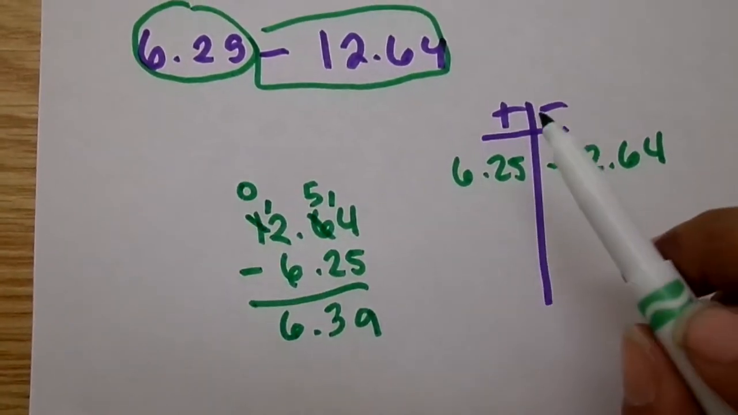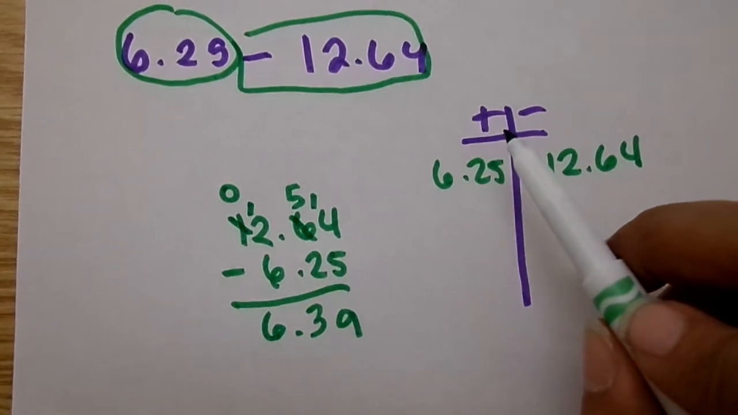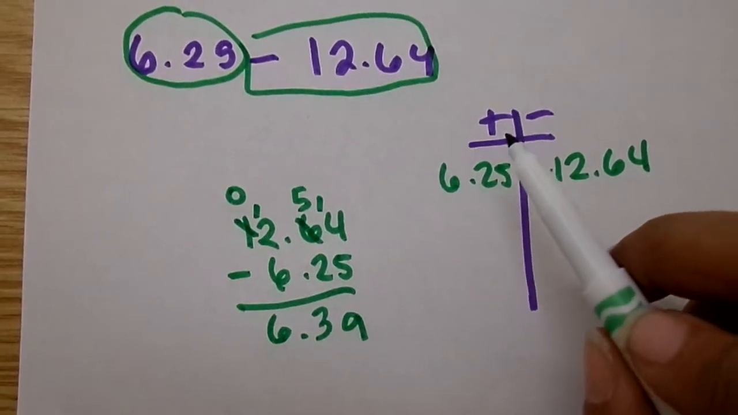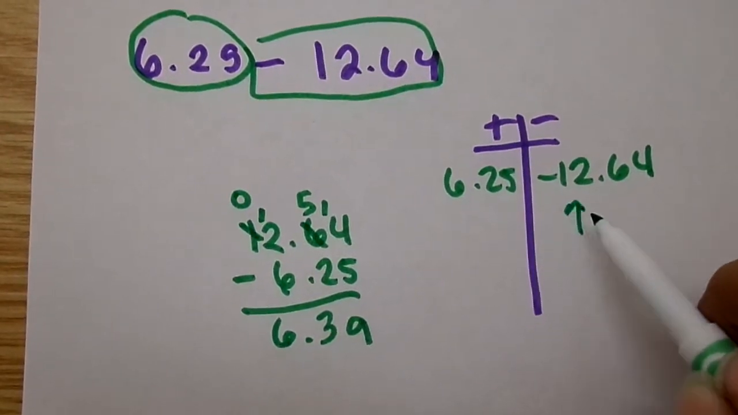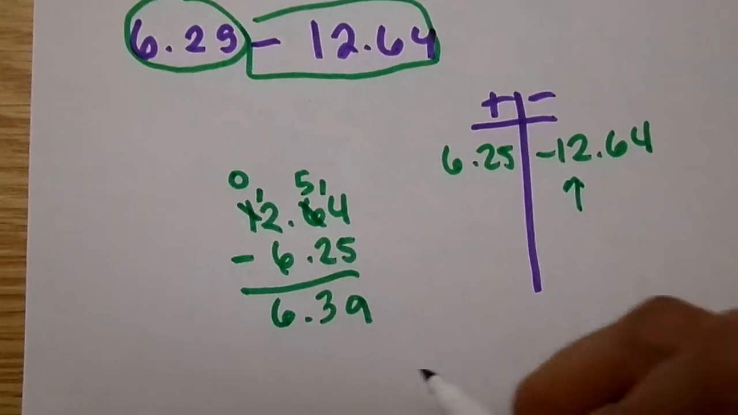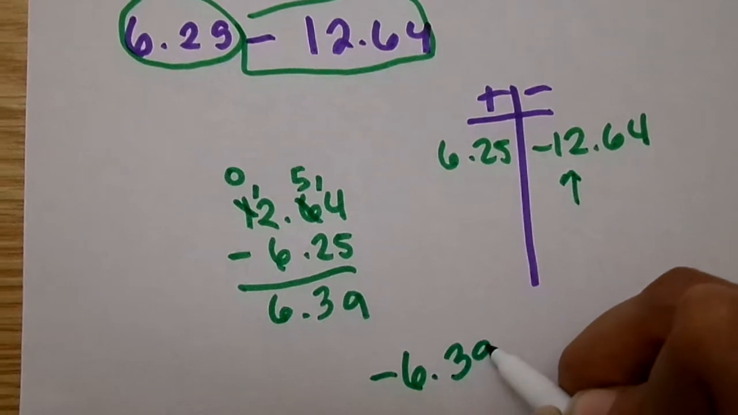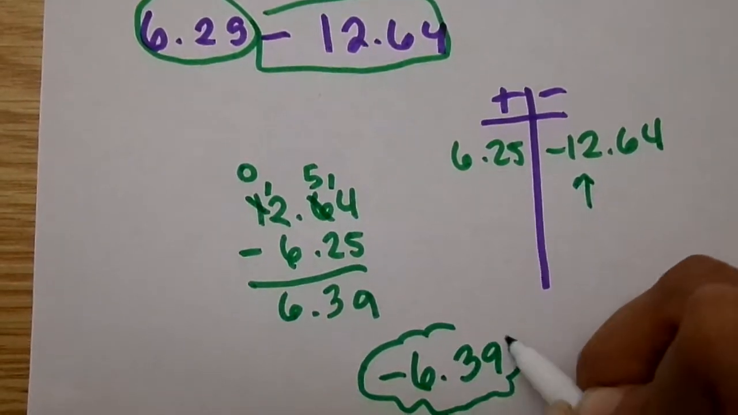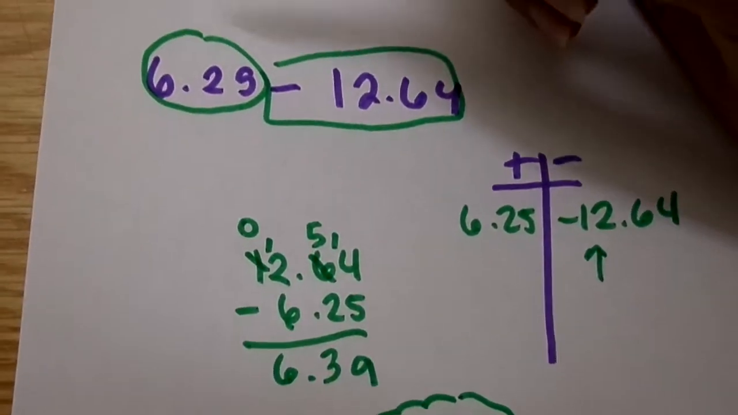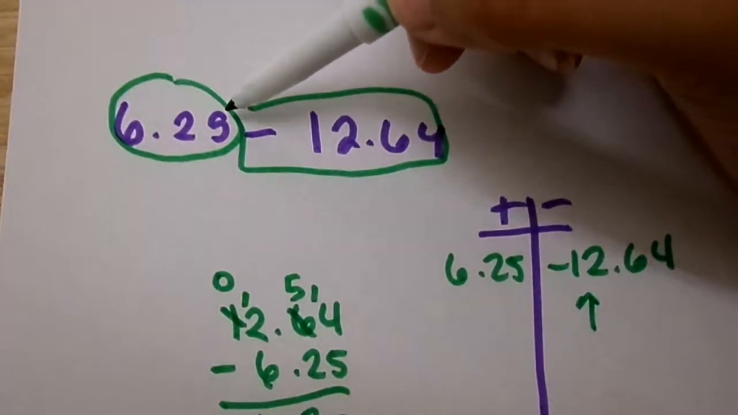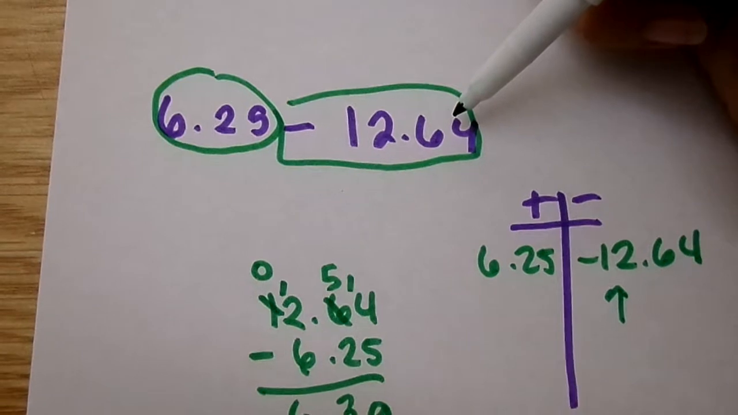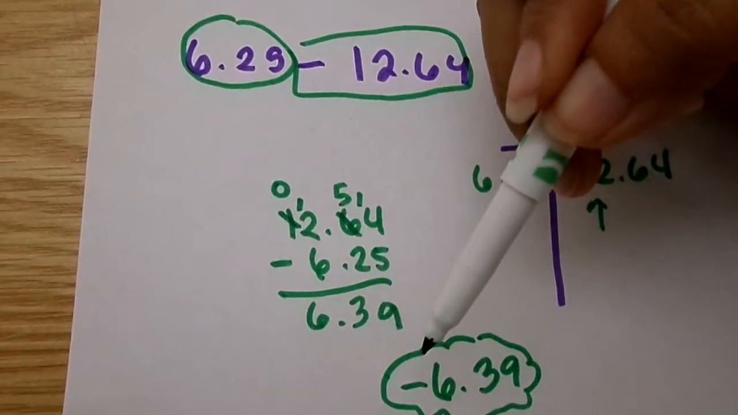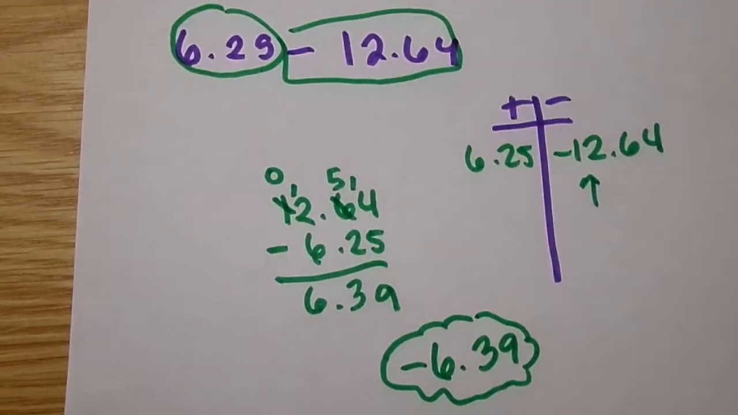Now I just have to make sure I take the sign of the number with more. So I have 6 positives, 12 negatives. This number, there's more negatives, so my answer is going to be a -6 and 39/100. So I can think of this as I had $6.25, but I owe someone $12.64. Once I pay them, I'm still going to owe them an additional $6.39.